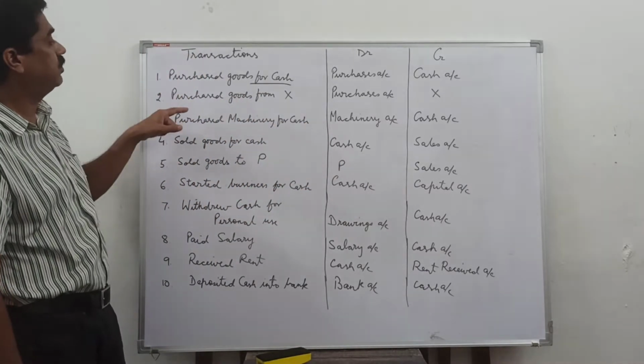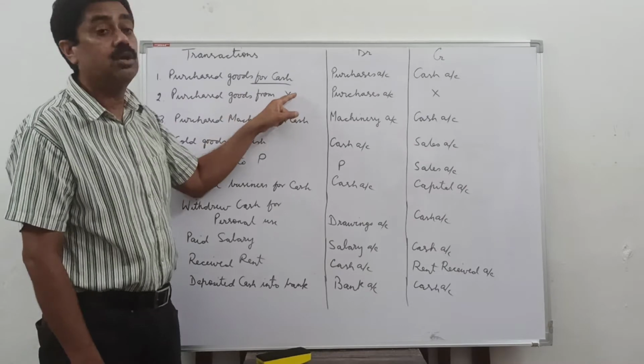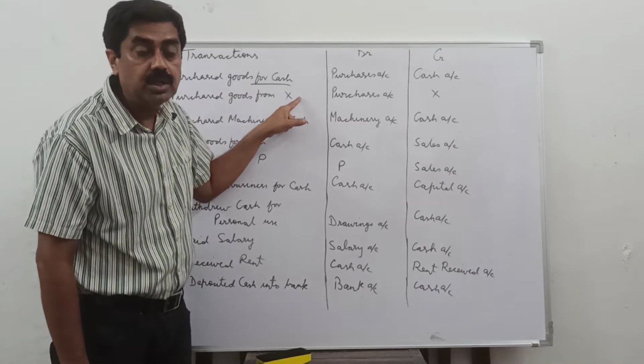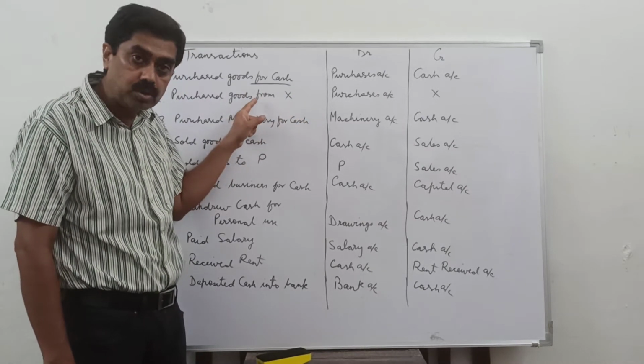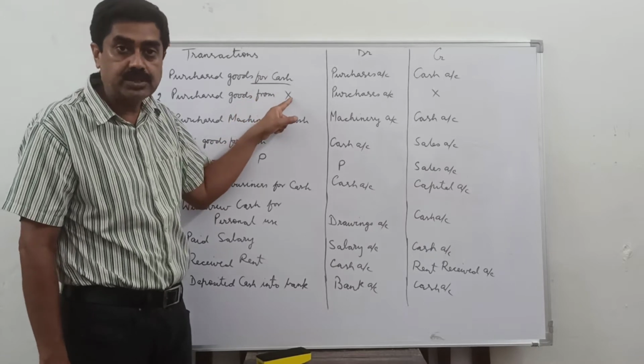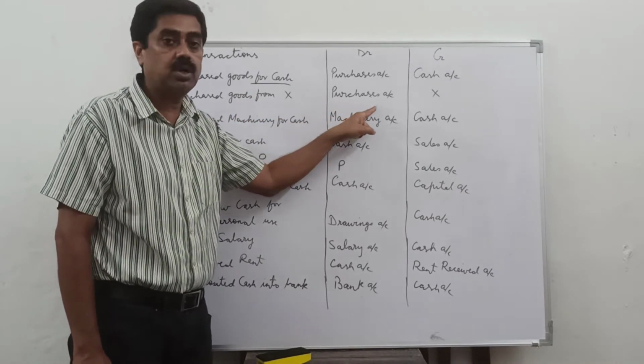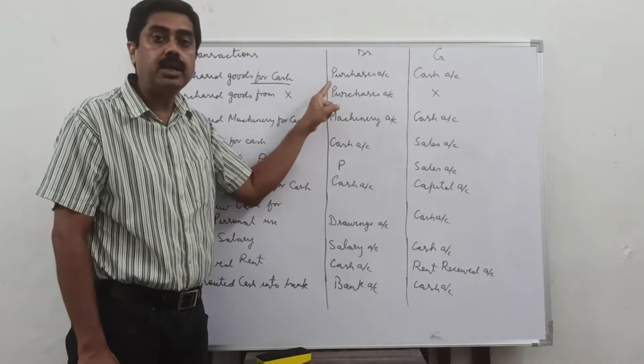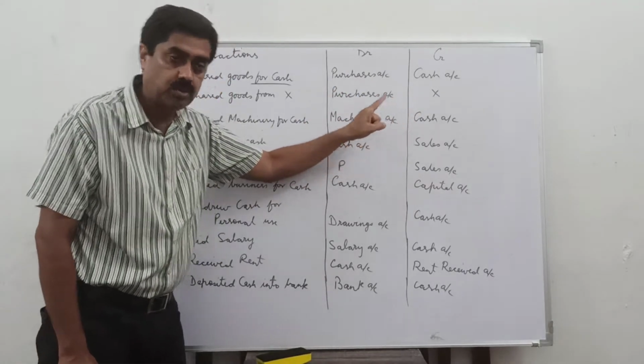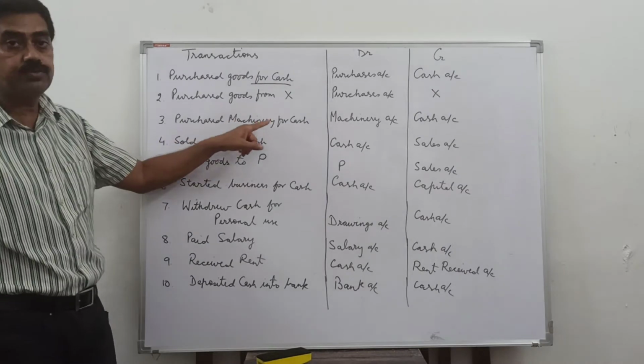Suppose in the same question I write purchase goods from X for cash. In that situation you will ignore the personal account. Since cash is given, it becomes a cash transaction. Then in that situation you will open the purchase account and cash account. Debit all expenses, credit what goes out. Then we have purchase machinery for cash.